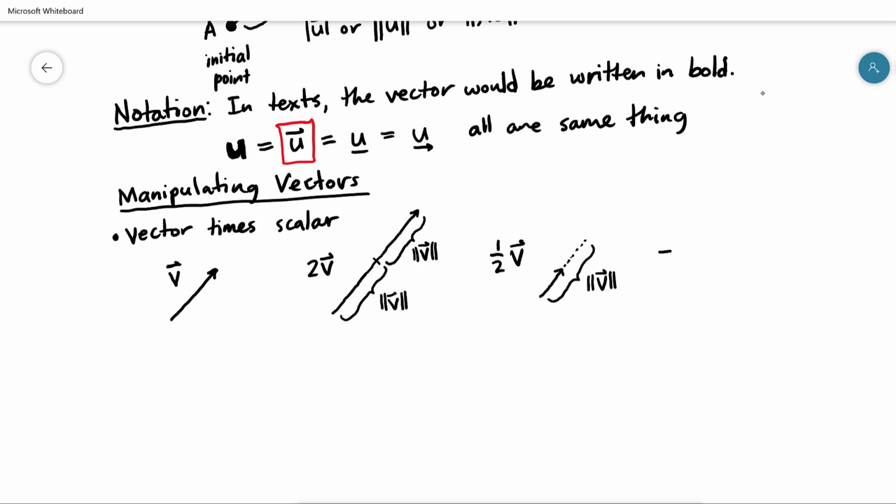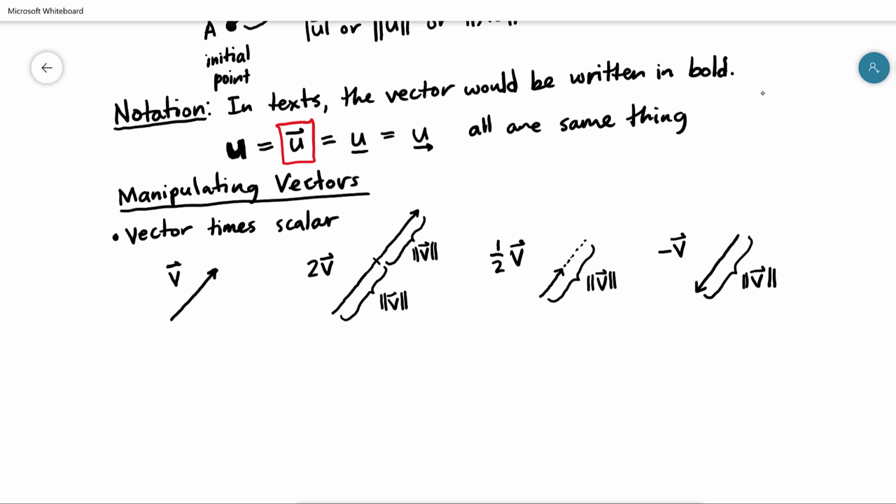One other thing, if I want to multiply by a negative sign, so what does negative v look like? Well, if the original v went this way, all that negative v does is switch the direction of the arrow. So instead of going that way, it's going to go that way. It just reverses the direction. So it's the same magnitude, still has the magnitude of v, but its direction has now been reversed.